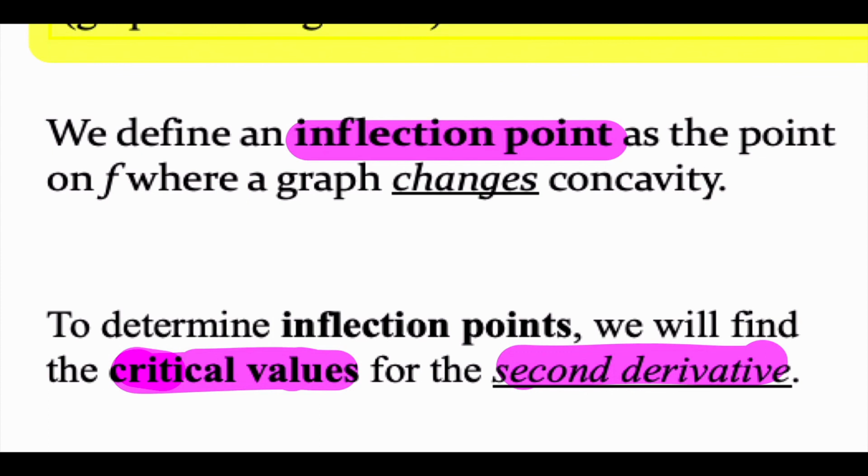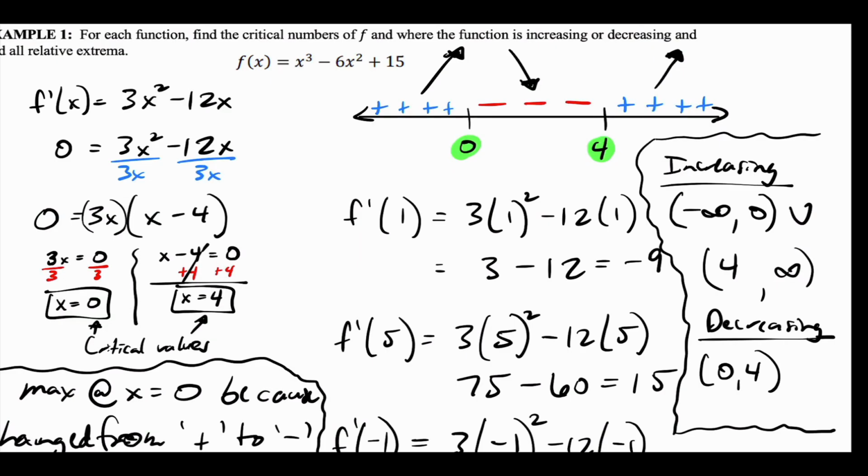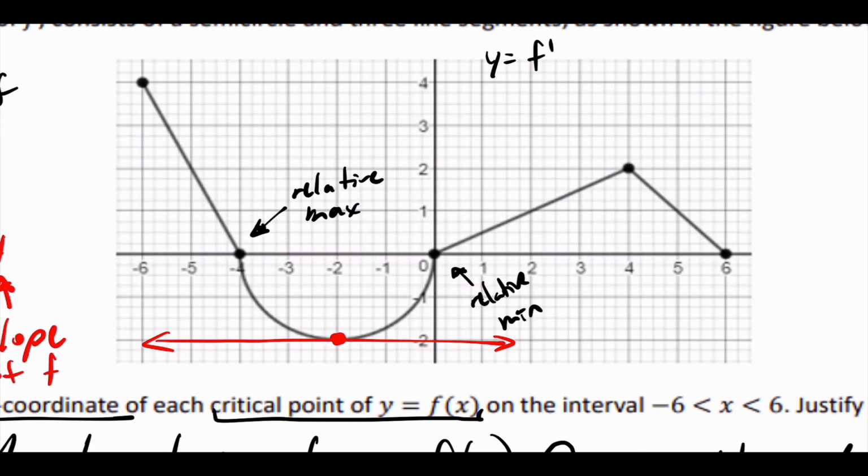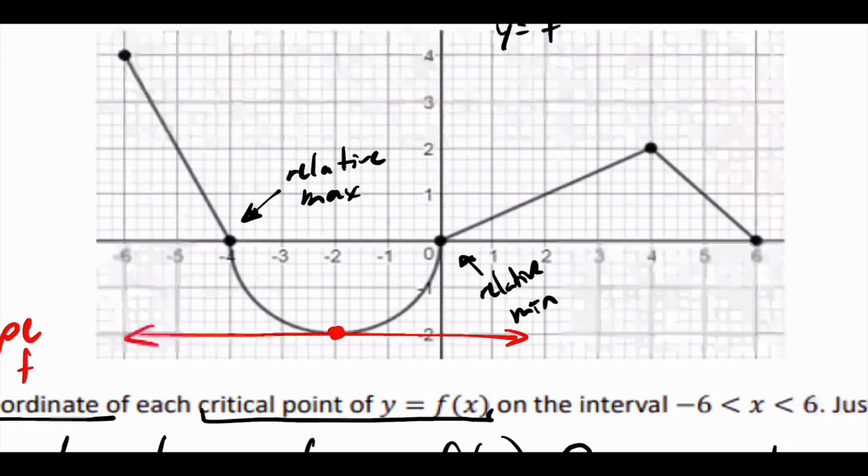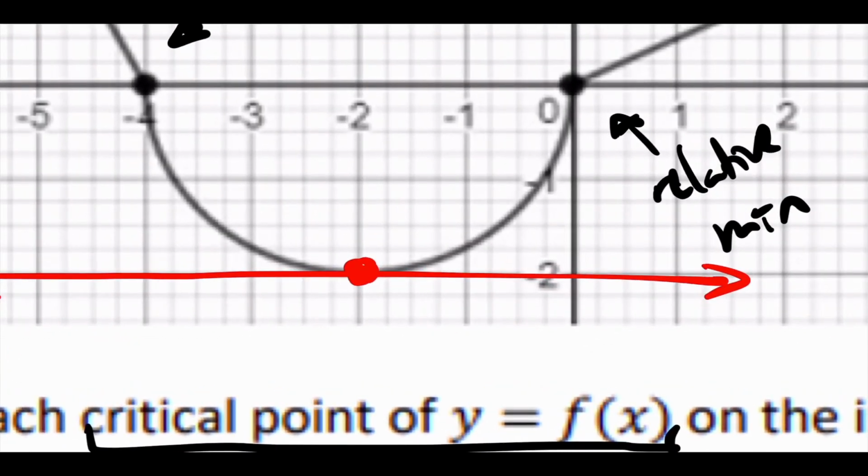The slope of what? No, not the slope of f. No, okay, the slope of f prime. What is that called? There you go. Because f prime changes at this red dot right here. At this red dot, the slope changes from what to what?